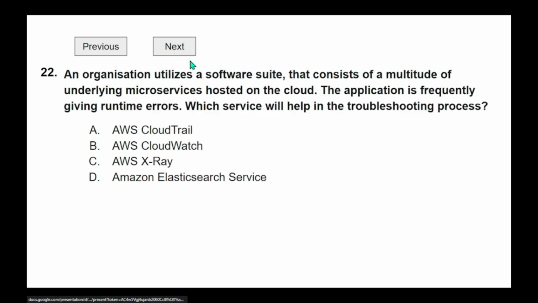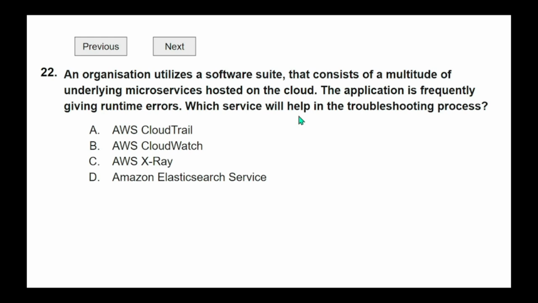Question 22. An organization utilizes a software suite that consists of a multitude of underlying microservices hosted on the AWS cloud. The application is frequently giving runtime errors. Which service will help in the troubleshooting process? Option A, is it Amazon CloudTrail? Well, we said CloudTrail will help you in security auditing of your account. CloudWatch, we said, will provide you the dashboard to monitor performance and health of your AWS resources.